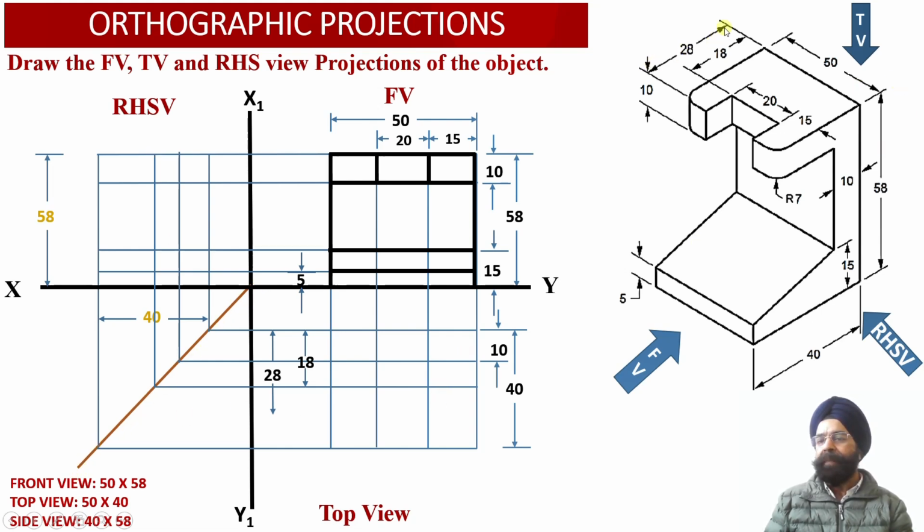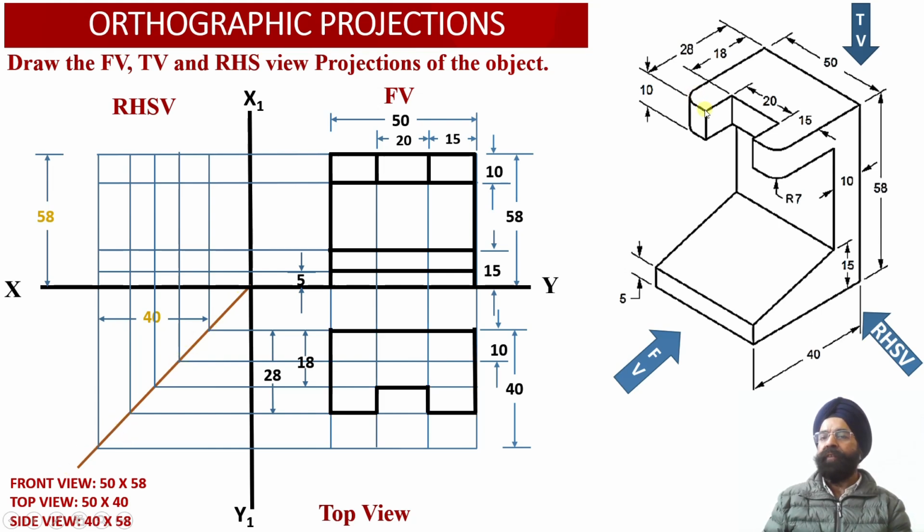Similarly, we know that the depth of this top horizontal web happens to be equal to 28 millimeter. So we have marked this distance of 28 millimeter from the rear surface of the solid over here, and we have again drawn a horizontal projector line into the top view projections and transferred this distance into the right hand side view projections over here using this transfer line.